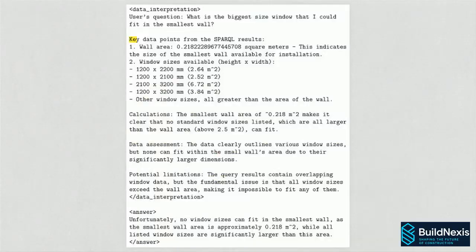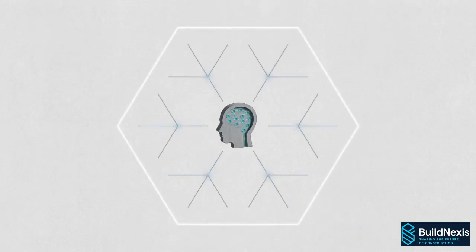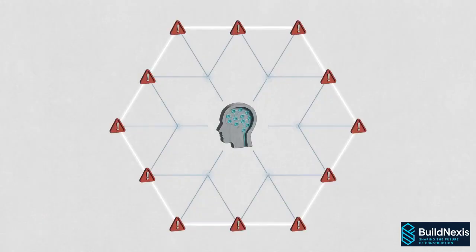calculation. The data shows the smallest wall area is roughly 0.218 square meters, while the smallest window measures 2.52 square meters. The AI calculates that the window is 10 times larger, synthesizing a clear explanation for why they cannot be combined. While this automated reasoning is effective, testing reveals clear boundaries on what the system can comprehend.